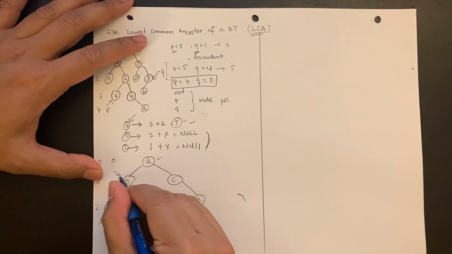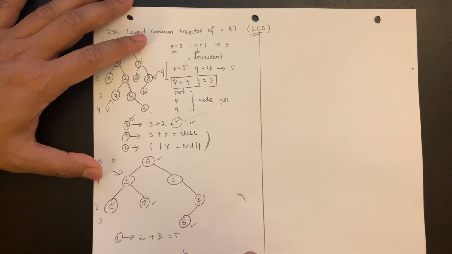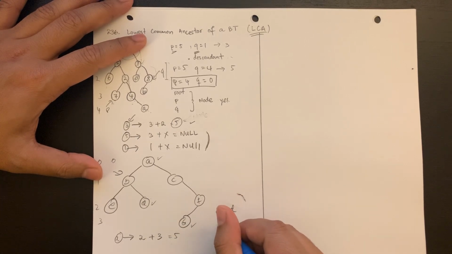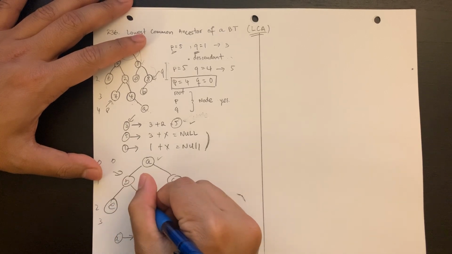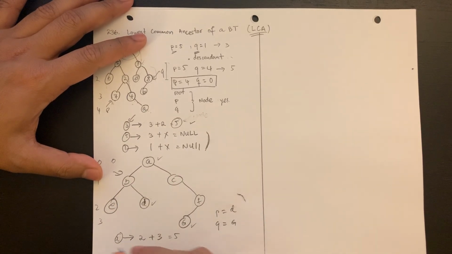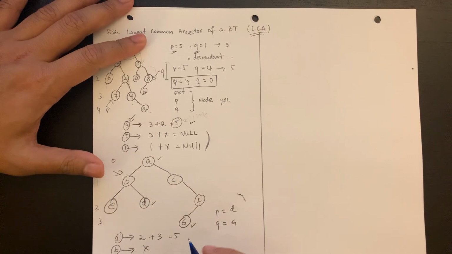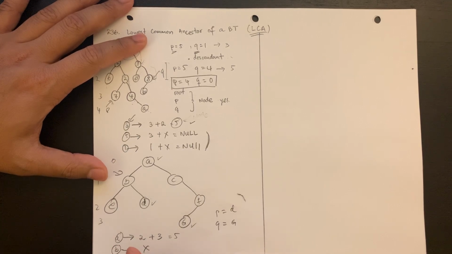And then we look at B, so we traverse, and then we couldn't find G. So let's say P is equal to D, and Q is equal to G. For B you couldn't find it. C we couldn't find either. So since we couldn't find both P and Q in the children, we just prematurely stop the program right here.